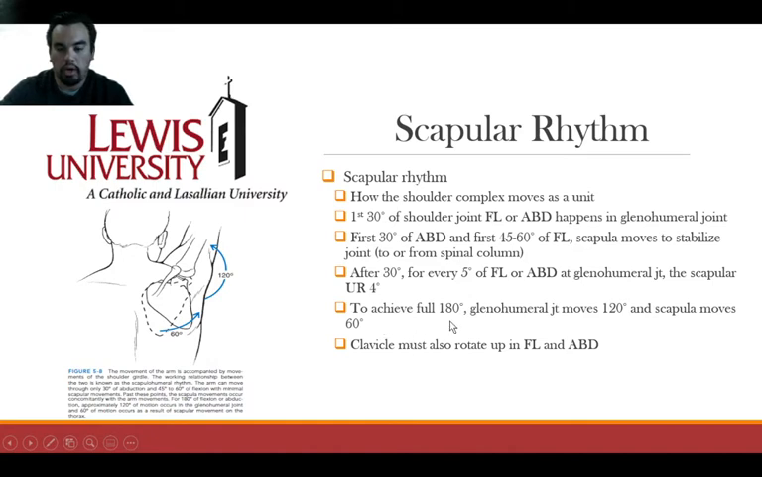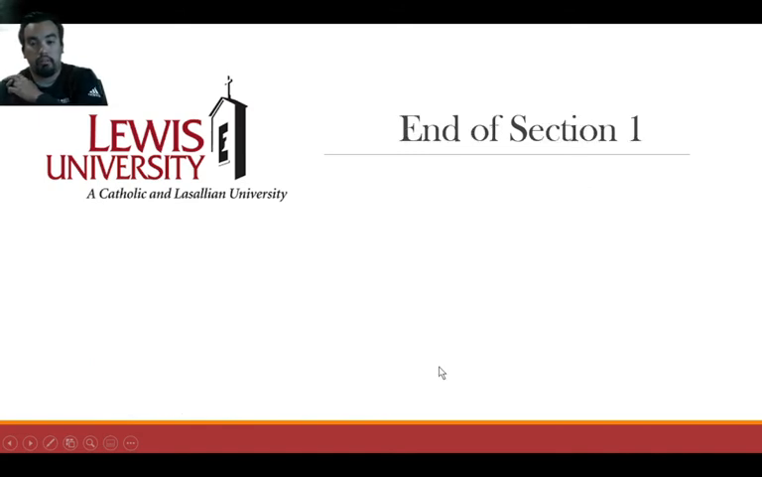To achieve a full 180 degrees, the glenohumeral joint will move about 120 degrees and the scapula will move about 60 degrees. So then together, they're able to create that full 180-degree motion. And the clavicle must also rotate up in flexion and in abduction.